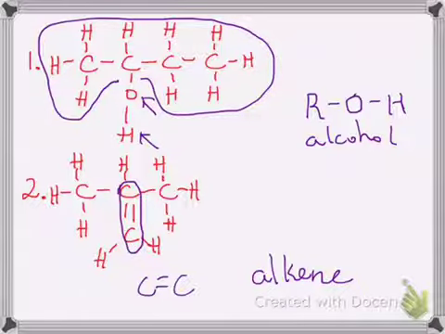So alkanes, alkenes, and alkynes, very similar in structure. One just has no double bonds or triple bonds, one has a double bond, and one has a triple bond in it.